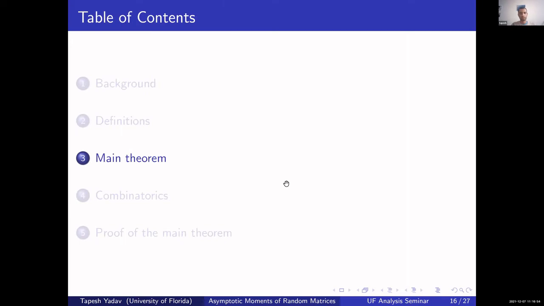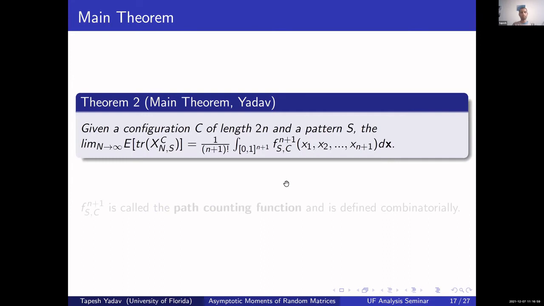Okay, let's look at the main theorem. The main theorem that we found states that given a configuration C of length 2n and a pattern S, the limit as n goes to infinity of the expectation of the trace of X_n^{S,C} equals 1 over (n+1) factorial times the integral over the (n+1)-dimensional cube [0,1]^{n+1} of this function f_{S,C,n+1}(x_1, up to x_{n+1}) dx.